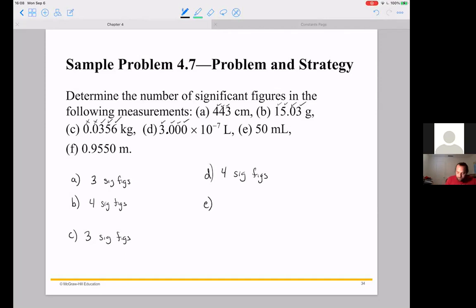50 milliliters. Well, this one's significant, but that trailing zero, I don't have a decimal in this number. So there is only 1 sig fig in this 50 mL measurement. How would I make it so that that last digit is significant? If I put a decimal point there, all of a sudden that would become significant, but that's not there. All right, and then the last one, I'm not going to count my leading zero, but I am going to count 1, 2, 3, and because there's a decimal in that number, that fourth one counts as well. So this would have 4 sig figs.